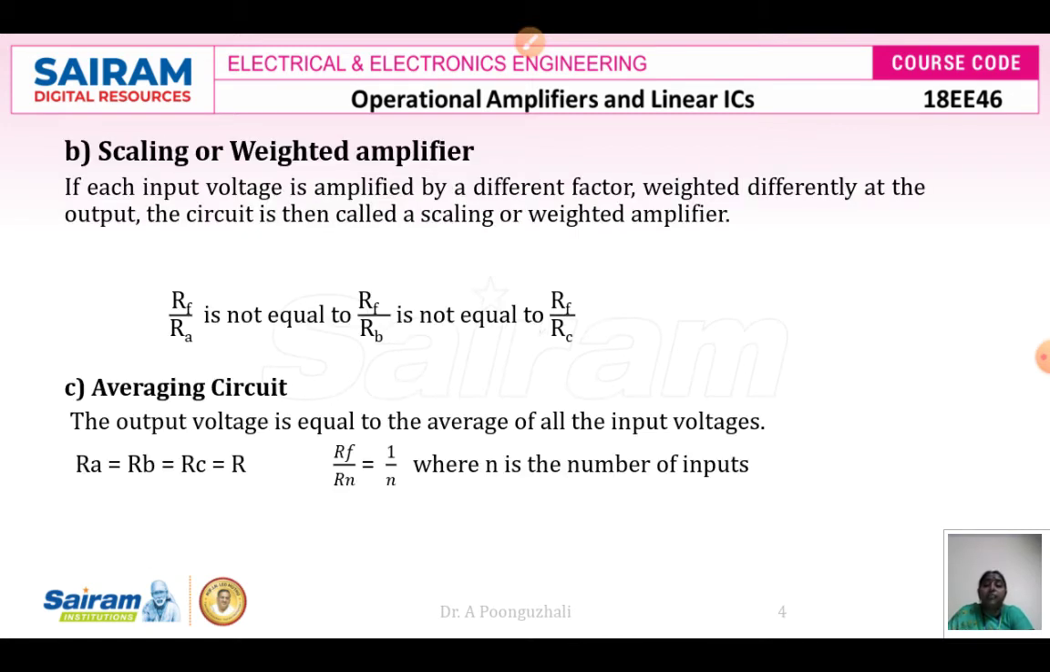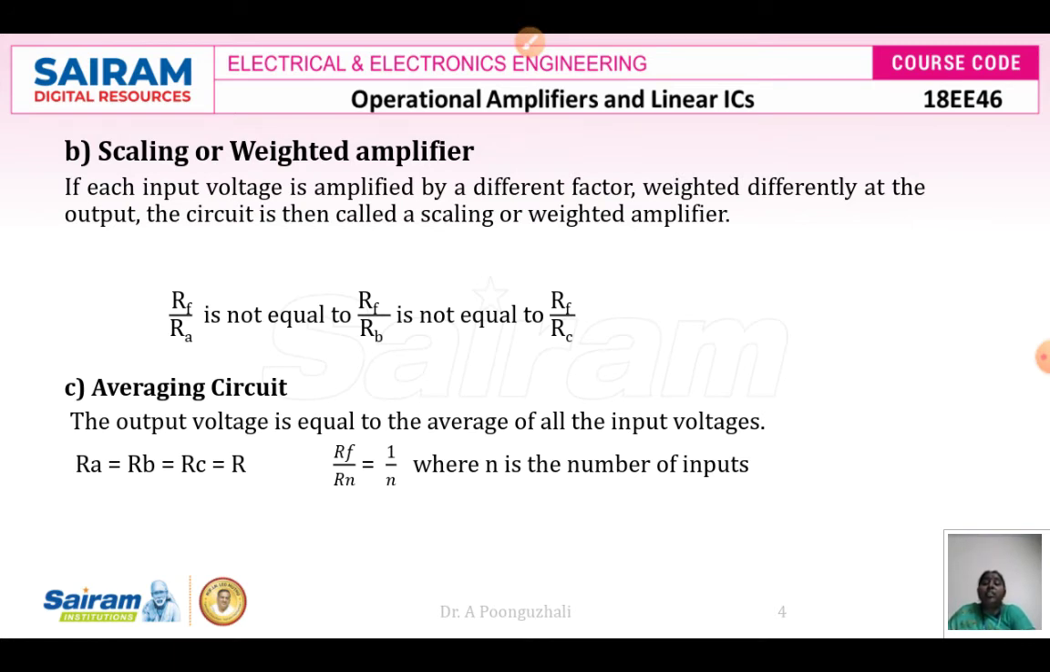Next, the same circuit we can have as a scaling or weighted amplifier. How I can have this as a scaling or weighted amplifier is, scaling is nothing but the input voltage is going to be multiplied by some value. Then we call that voltage a scaling value or a weighted value. It is going to be weighted by that RF by RA value.